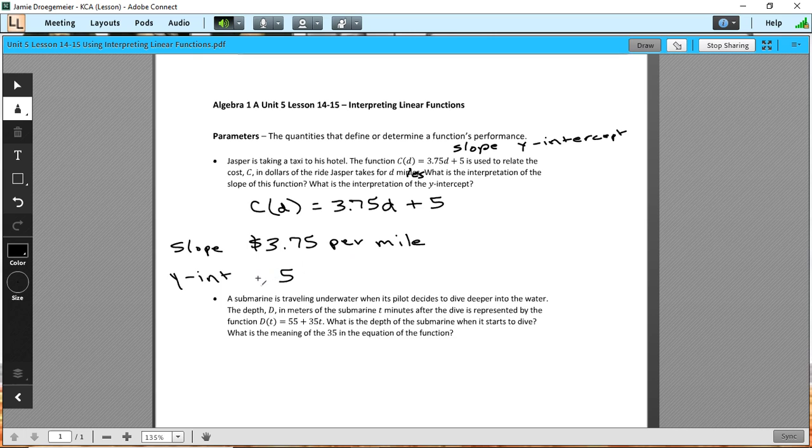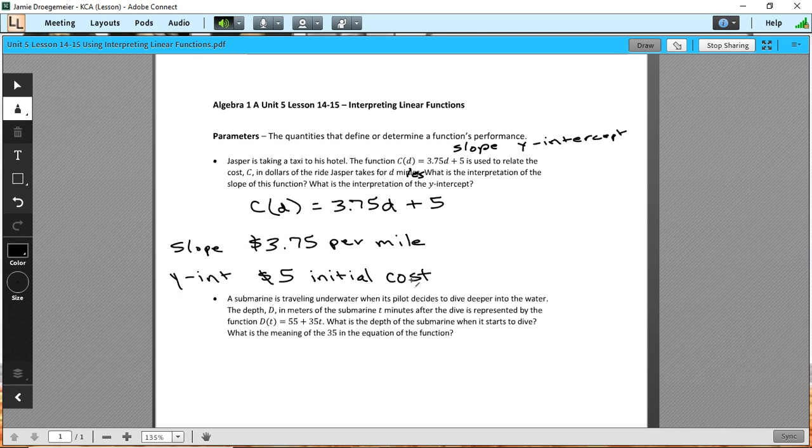Well, the y-intercept, we want to think about what that is representing. Well, that's being added to the cost per mile. So what that's telling us is that's going to be the initial, or the starting cost. So when Jasper gets in the taxi, he's paying $5 right away before the taxi goes anywhere. And then on top of that, every mile that the taxi drives him is going to cost him another $3.75. So that's how we can take that slope and y-intercept and interpret it to get a better understanding of what that information is telling us.